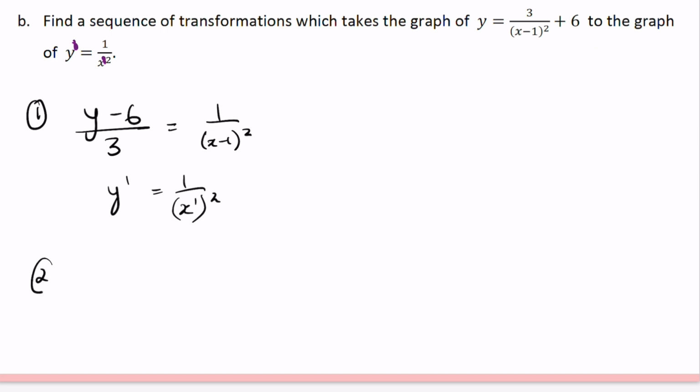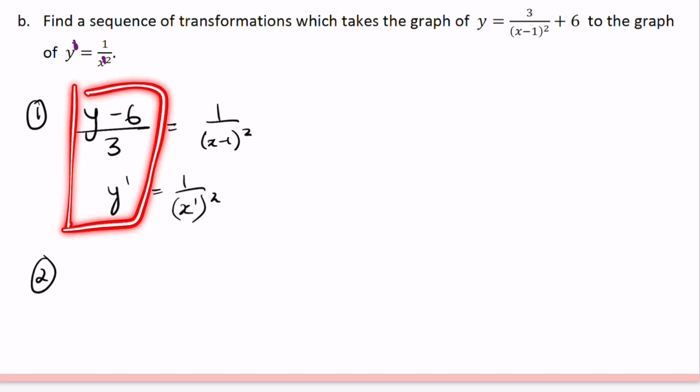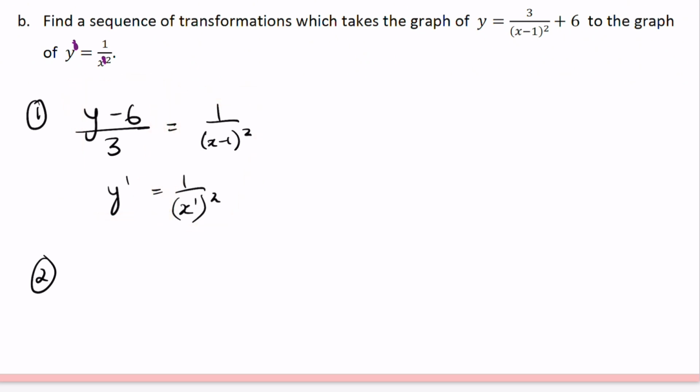So then step 2, what we're going to go and do is to equate the y's and equate the x's. So that'll be y minus 6 on 3 equals y dash. And then on this side, just as we did before, it's just on the inside that we're going to equate. So that's x minus 1 is equal to x dash.